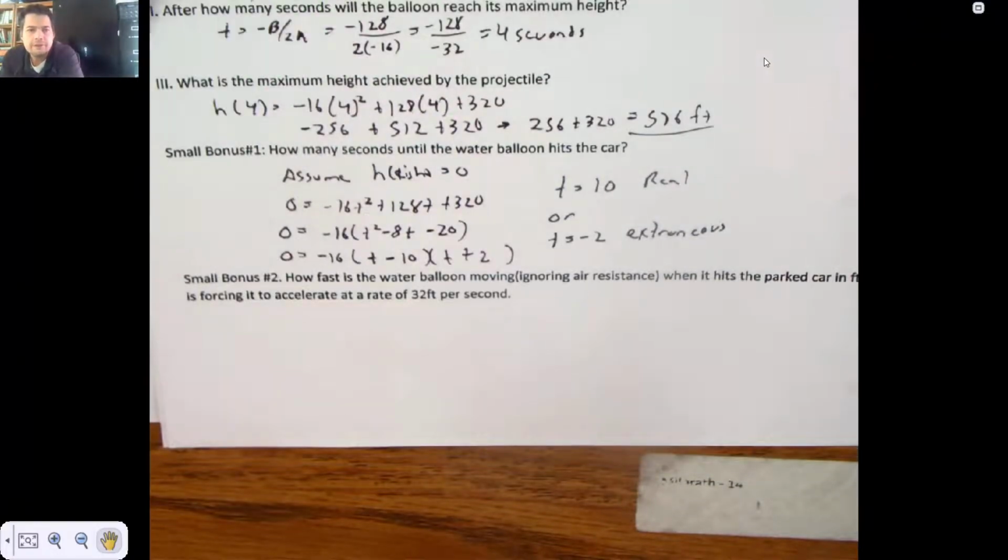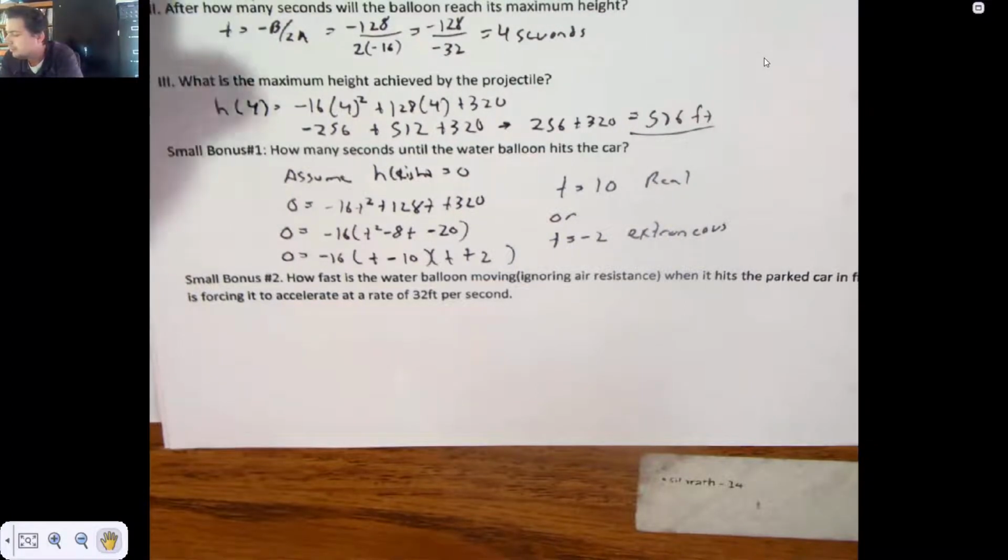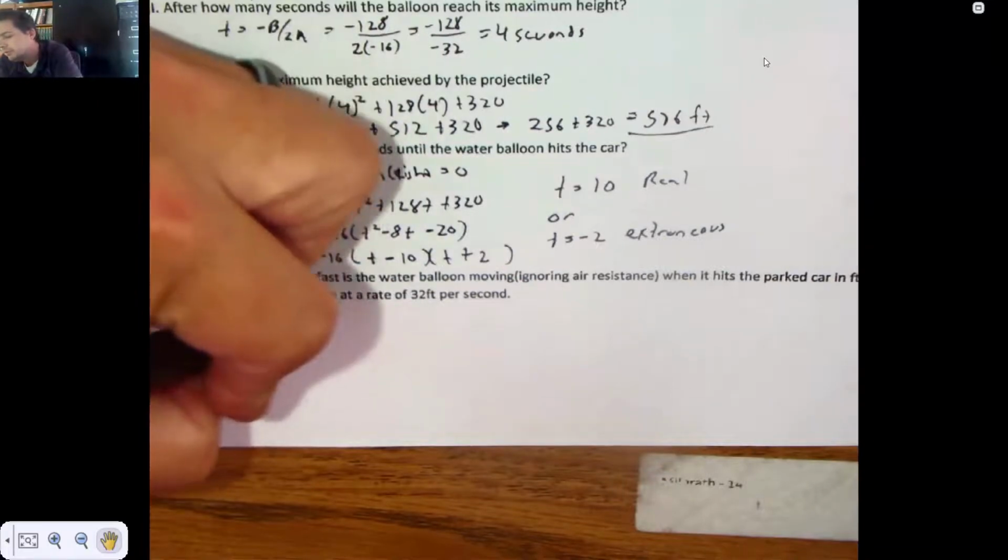Small bonus number 2, how fast is the water balloon moving, ignoring air resistance, when it hits the parked car in feet per second if the Earth's gravity is forcing it to accelerate at a rate of 32 feet per second? I don't actually know a non-calculus way to do this. In calculus, we take what's called the derivative.